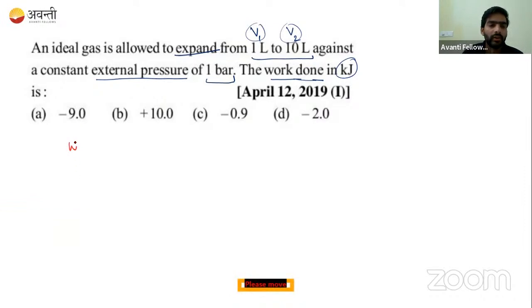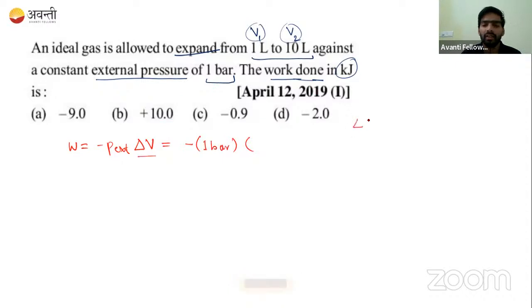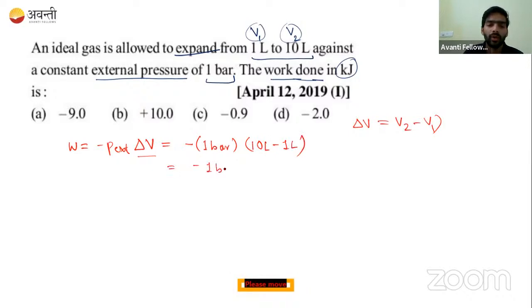We know that the work done is nothing but minus P external multiplied by the change in volume. Here the pressure is 1 bar. Delta V is the change in volume, that means V2 minus V1. So here it will become 10 liter minus 1 liter. So 1 bar multiplied by how much?